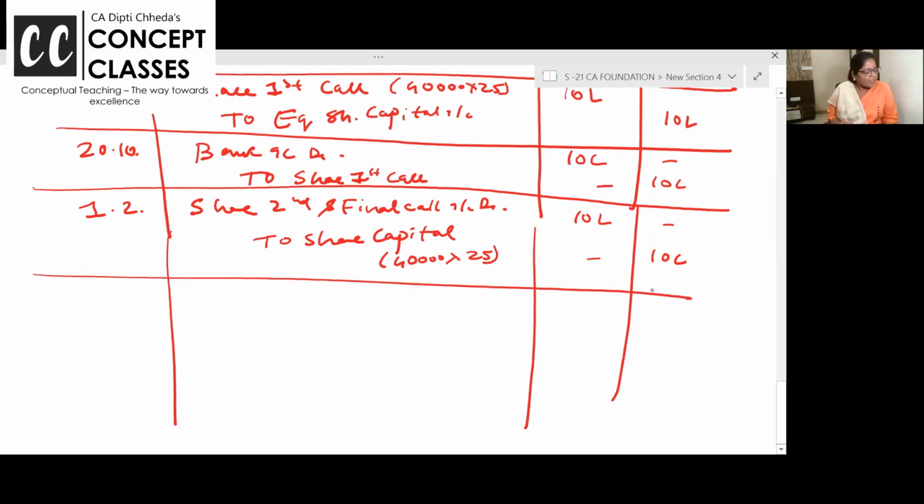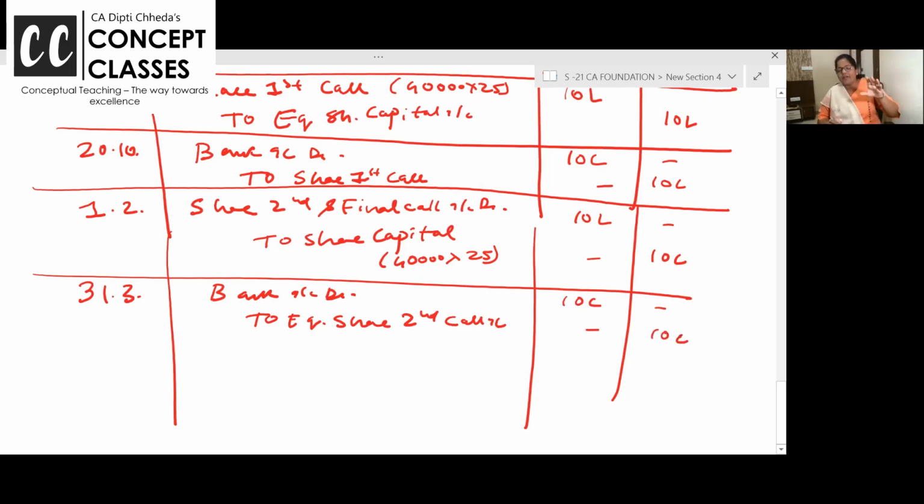And second call is received on 31st of March. Bank account debit to equity share second call account. Ma'am, we have made 40,000 into 25 call, but 5,000 didn't pay. Then what will come, bank account debit? 35,000. Yes.